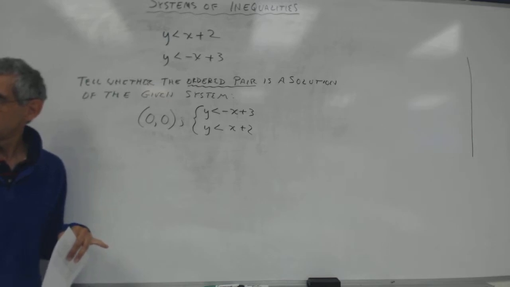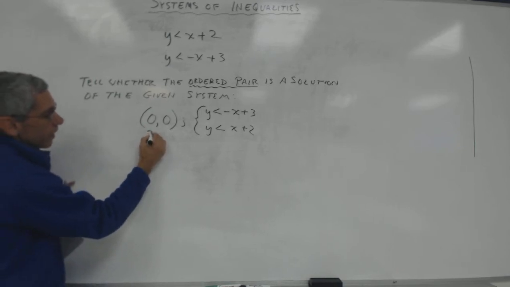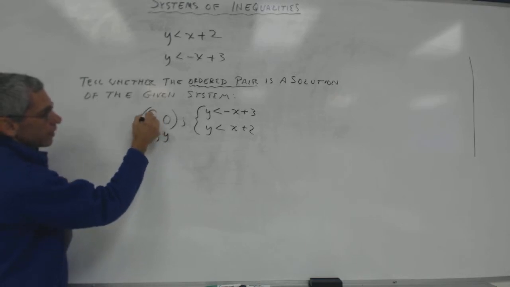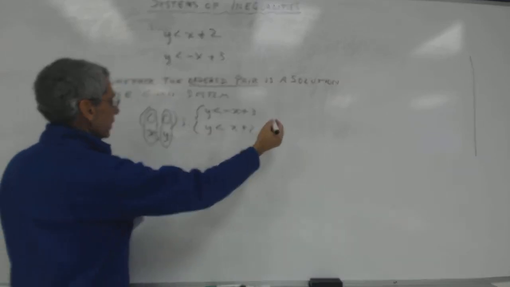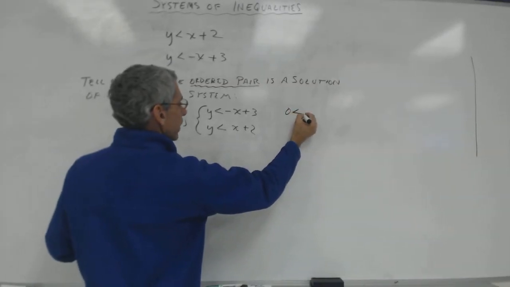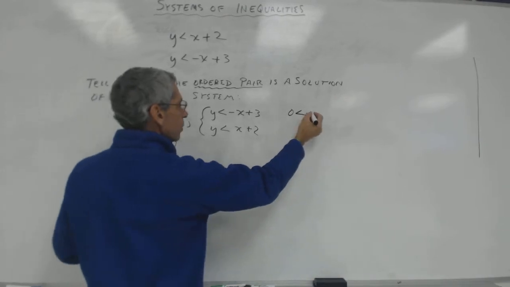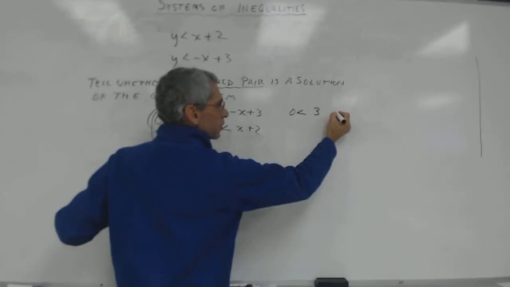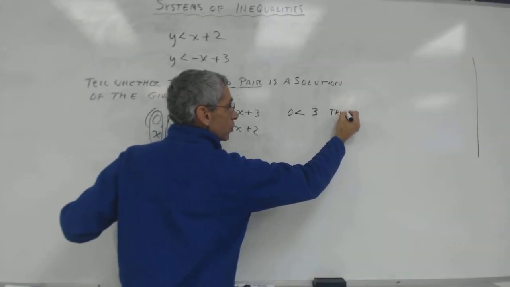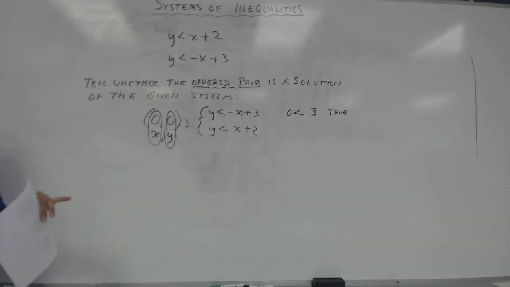Sort of. Where? In the ordered pair. This is an x, right? The first one, comma, y. That's a y. So you're saying x is 0 and y is 0, right? We want to see if that gives a true statement. So let's try it. I'm going to substitute it in here. 0 is less than negative 0, which is just 0, so I don't even have to write it, plus 3. Is that true? Is 0 less than 3? Yes, that's true. So can I say yes, it's a solution to the system?